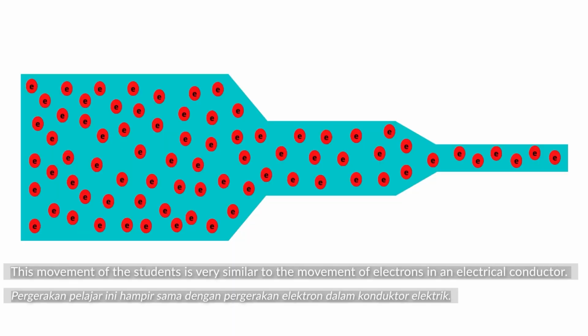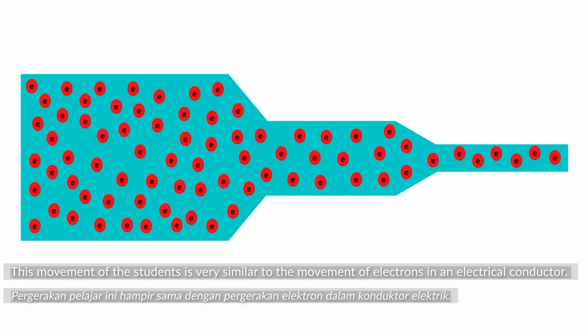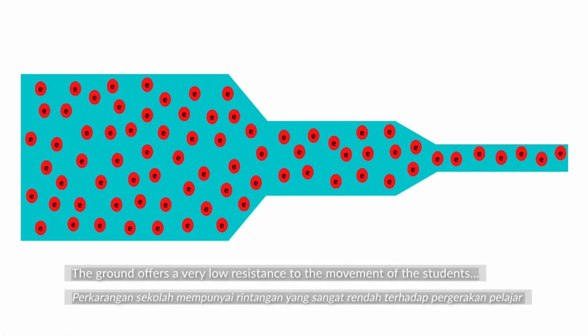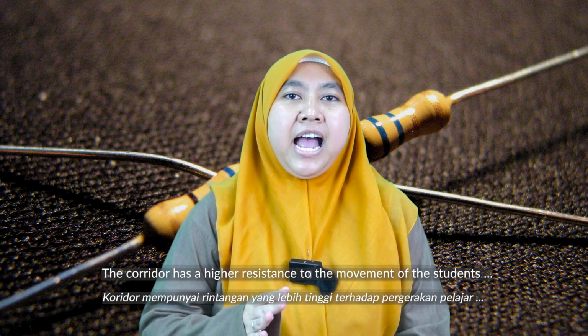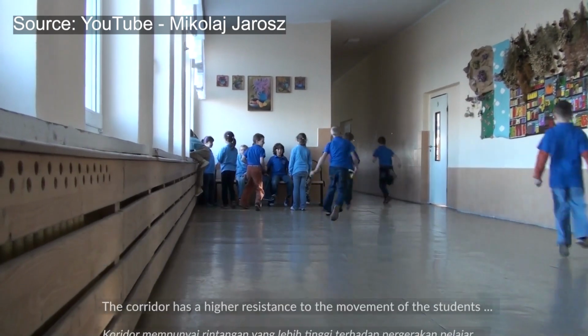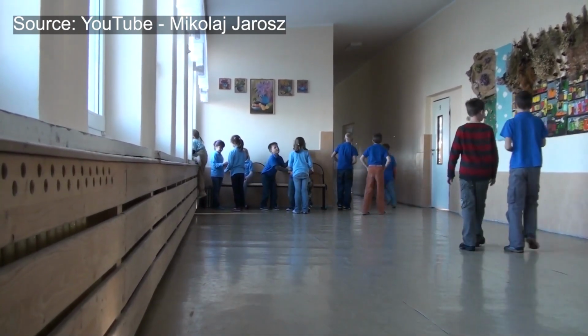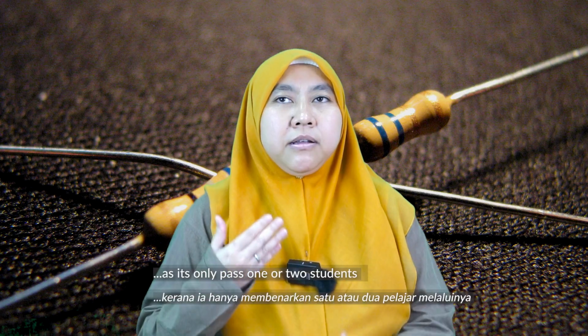This movement of students is very similar to the movement of electrons in an electrical conductor. The ground offers very low resistance to the movement of students, so the students are able to move. The corridor has higher resistance to the movement of the students because fewer students can now pass through the door. The classroom doorway offers the highest resistance as only one or two students can pass.